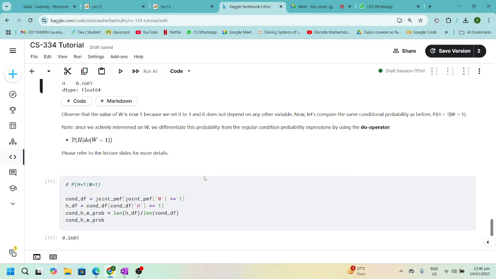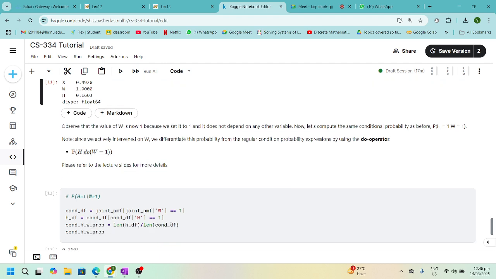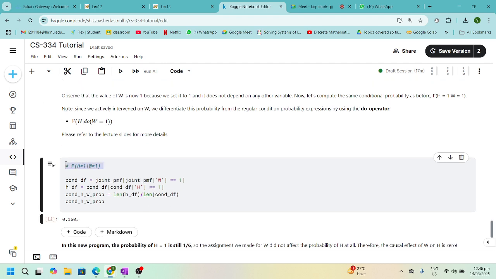And with that, let's move on. जब आपने अपना डेटा जनरेटिंग एल्गोरिथम चेंज कर लिया और W की वैल्यू को फिक्स कर दिया by intervention, now you can just compute this thing, probability of H equals 1 given that W equals 1, and this process remains exactly the same as it was before.